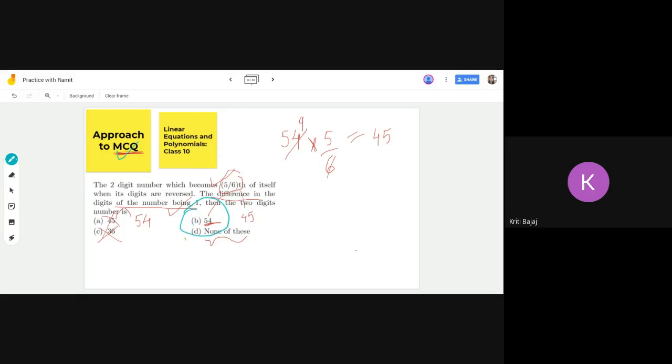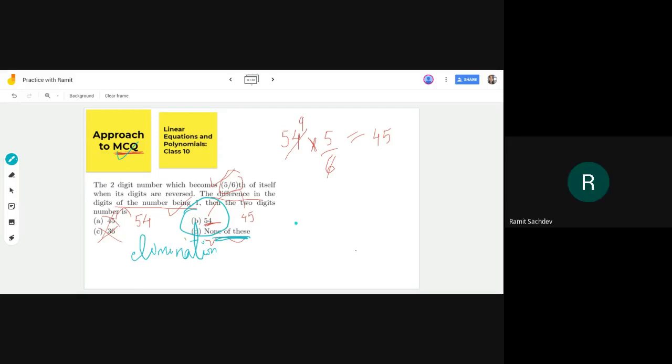I have not done it. I've simply done it logically by using my options. And I've used the elimination technique. I've eliminated some options which are not fitting the criteria, right? And I have to check my process also because none of these is also given as an option. So some MCQs can be done very smartly without wasting much time.